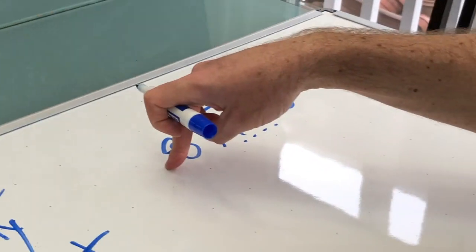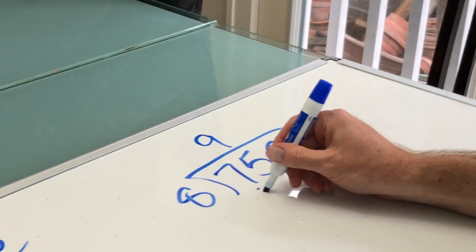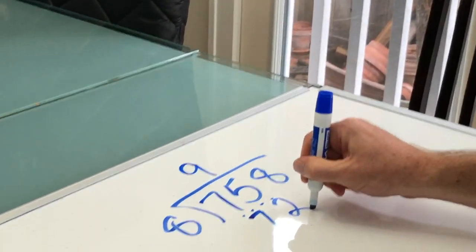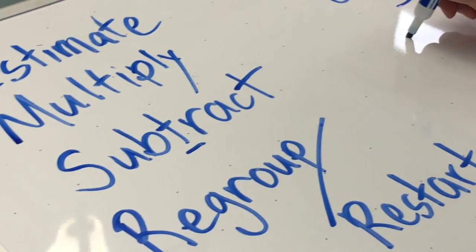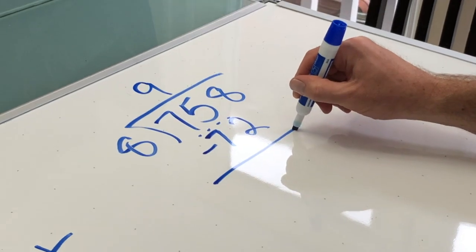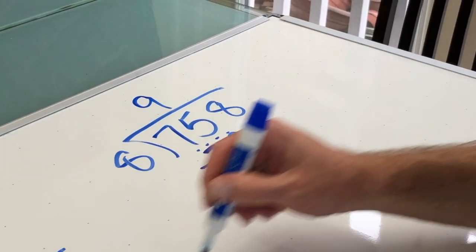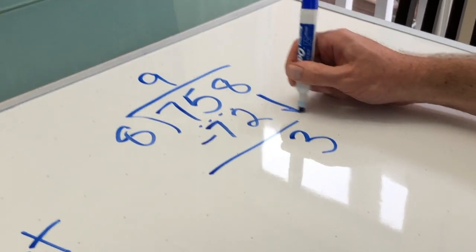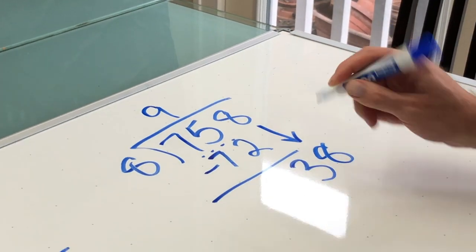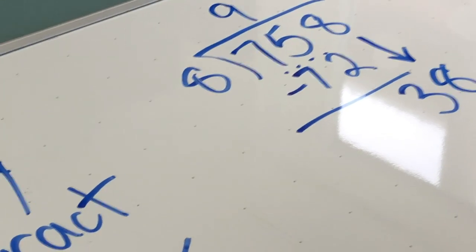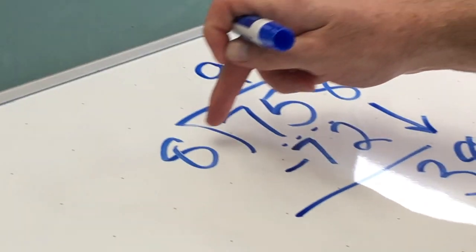The next step is multiply. 9 times 8, you better know it's 72. So you write it down here under the 75. Then we would subtract 75, take away 72 is 3. Then we regroup. That means we bring down the 8. You all with me, kids? Okay. Now we restart. So we go 8.